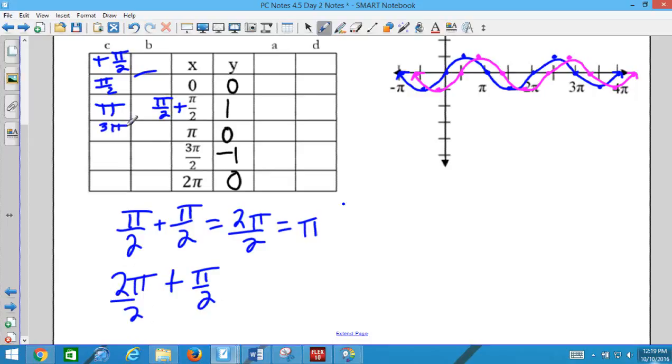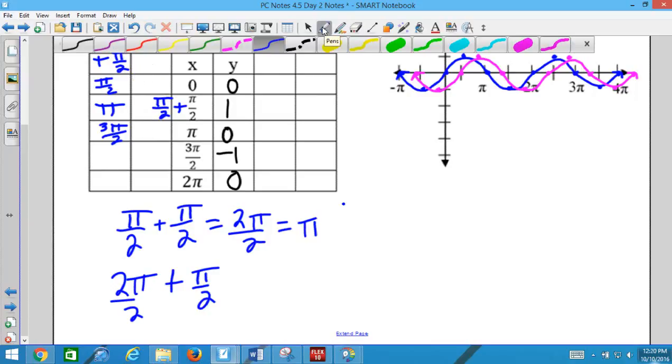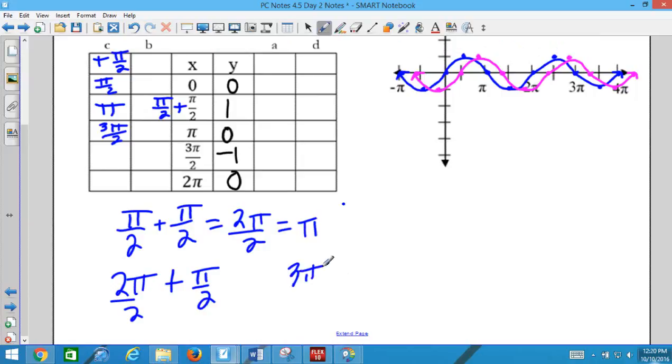So we're keeping the same spacing because our period didn't change. We're keeping the same spacing. We're just starting at a different starting point. So we got 3 pi over 2, and we're adding pi over 2. So that gives us 4 pi over 2, which is 2 pi. And we've got 2 pi plus pi over 2. And to make that over 2, we got to make it 4 pi over 2, so 5 pi over 2.